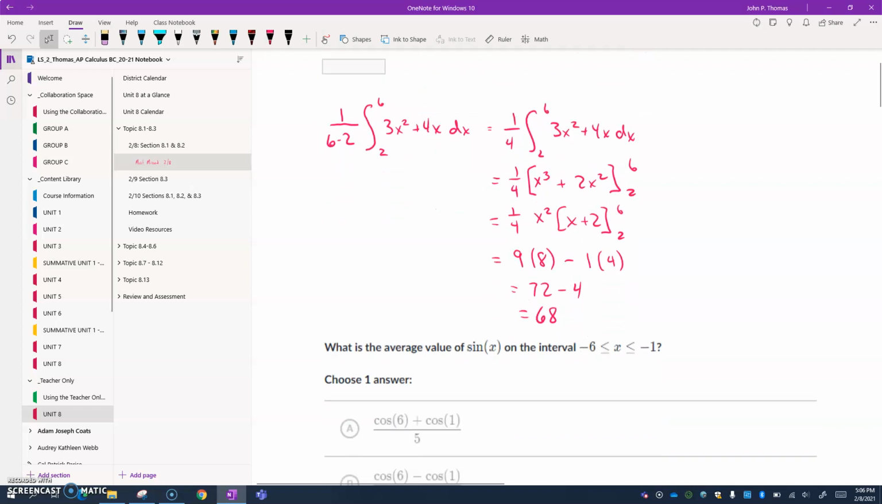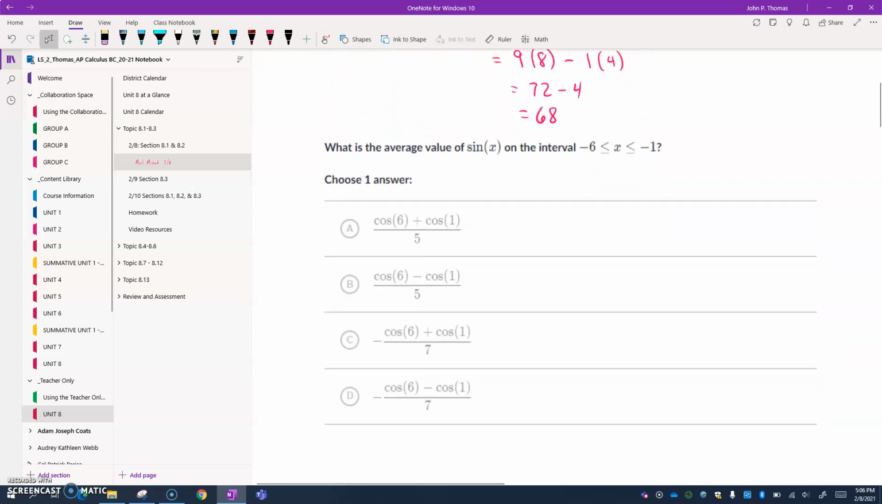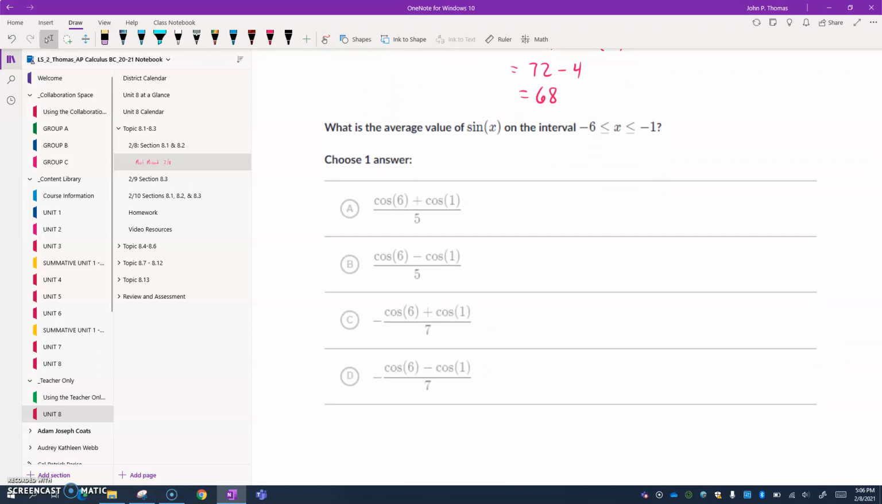All right, if we take a look at the next one from the same section, we've got, what is the average value of sine x over the given interval. So we're looking at 1 over, and we're going to have -1 minus -6, all right, because we're always going to take the upper bound minus the lower bound, integral from -6 to -1 of sine x dx.